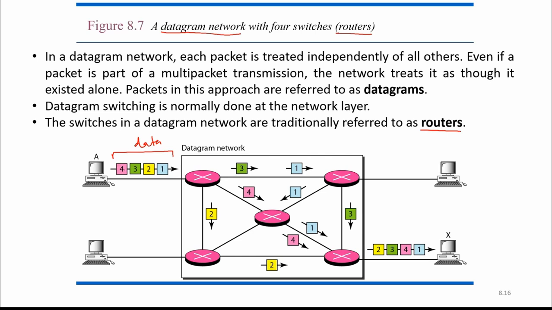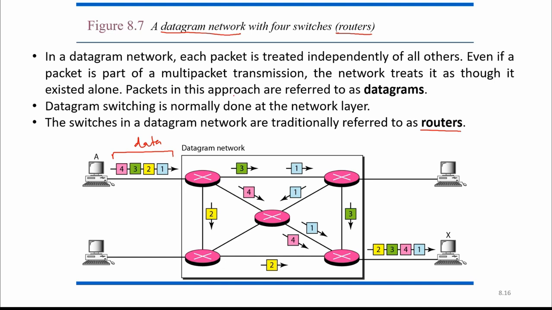So each will be independent of the others. They will not be considered dependent based on the pattern or the order. They will be accepted by each of the routers independently. Even if a packet is part of a multi-packet transmission, the network treats it as though it existed alone. So even if it is part of multi-packet data, it will still be treated individually.